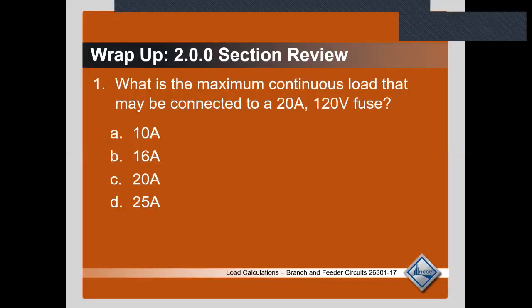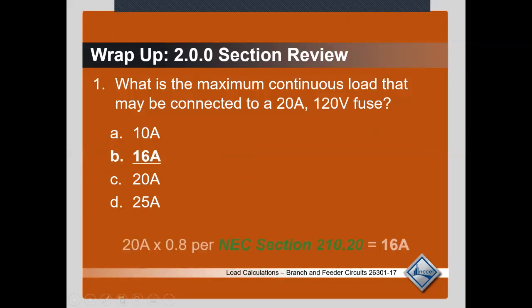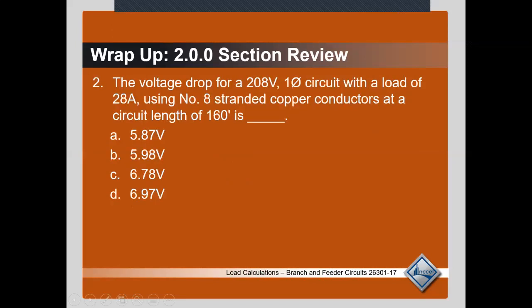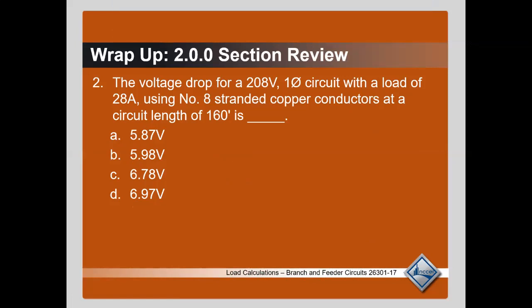All right. So what is the maximum continuous load? We decided was 16 amps. 20 amps times 0.8, 16 amps. The voltage drop for a 208 volt single phase circuit with a load of 28 amps using a number 8 stranded copper at a circuit length of 160 foot is blank.